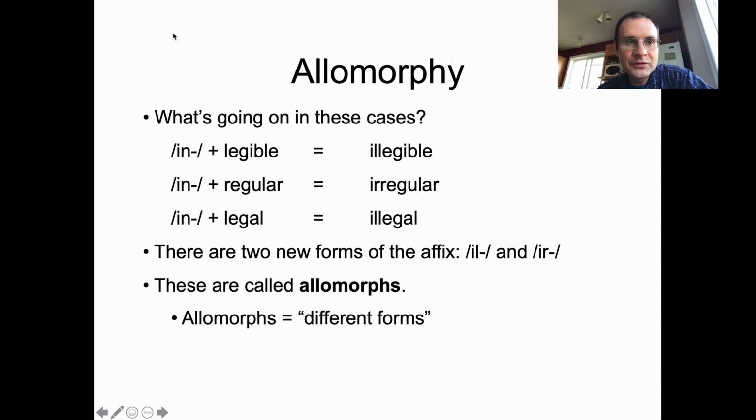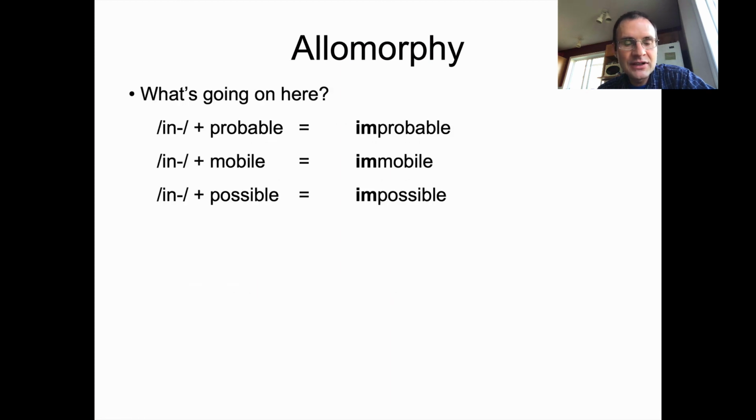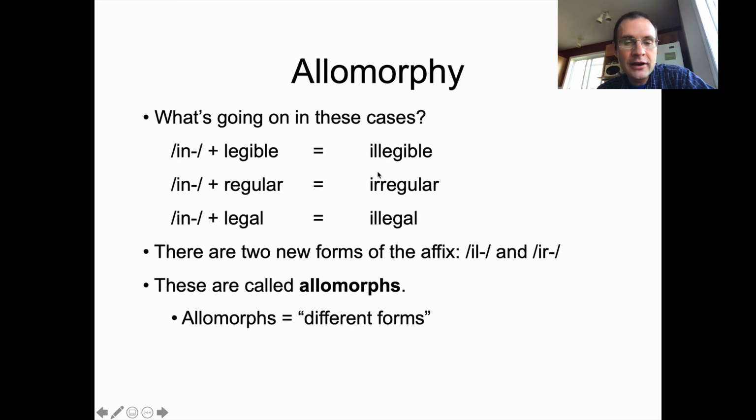I'll show you some other changes which can happen to this particular prefix. If we add this guy to probable, then we get improbable. If we add it to mobile, then we get immobile, or to possible, then we get impossible. So this is weird. Hopefully you were able to see the pattern fairly well here. With L and R, the special thing that happens is that the N at the end of the prefix just changes into whatever the first letter of the root is. If it attaches to a word that begins with L, then it becomes an L itself. If it attaches to a word that begins with R, it becomes an R itself.